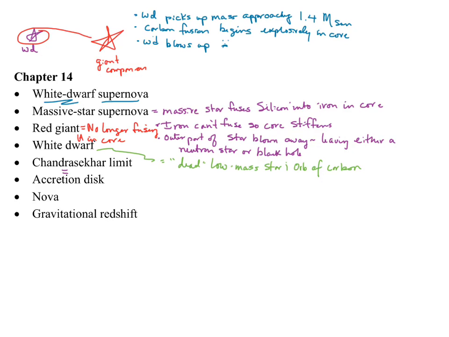Chandrasekhar limit, that's 1.4 solar masses, and we talked about that in terms of, first, a white dwarf. If a white dwarf exceeds 1.4 solar masses, then basically the normal matter it is with electron degeneracy supporting its mass is not going to work.